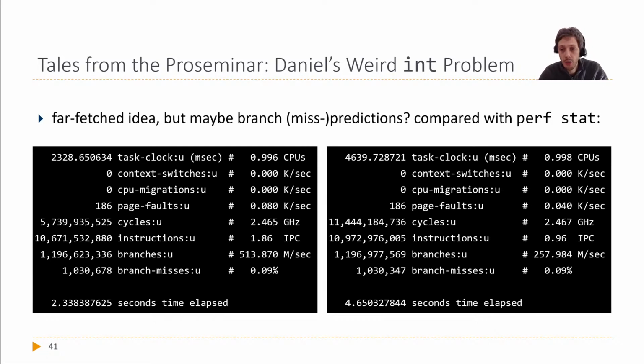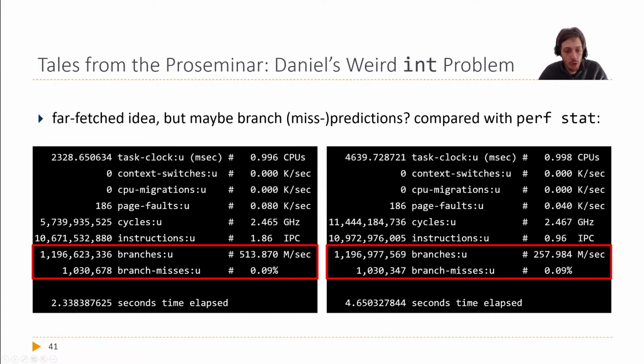In order to figure that out, I ran the perf stat tool and I tried to look at the number of branches that were taken and also the number of branch misses. Again, the left is integer, the right is long, and the problem is there was no difference. So if you look at the numbers, the number of branches is 1.2 billion for integers and 1.2 billion for long, which is exactly what I expected. What I did not expect is that the number of misses that were mispredicted was approximately the same.